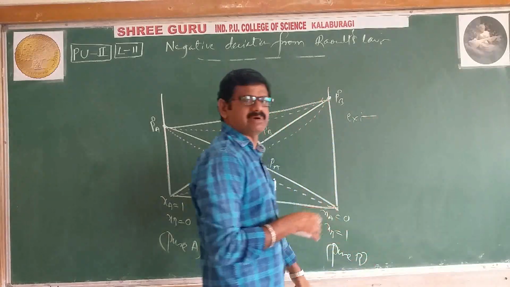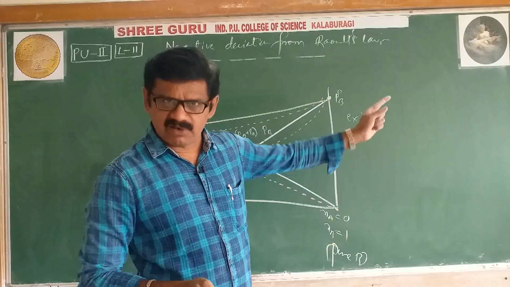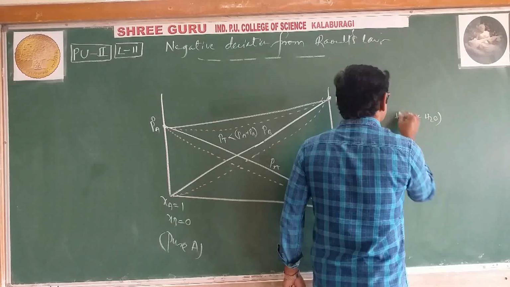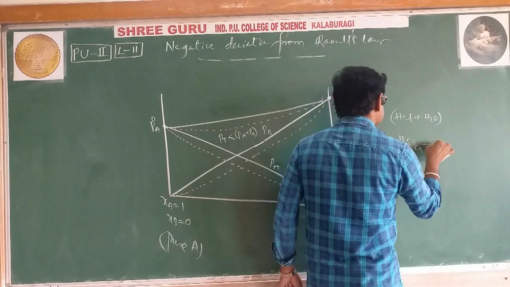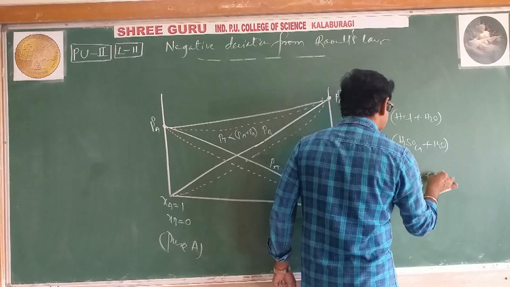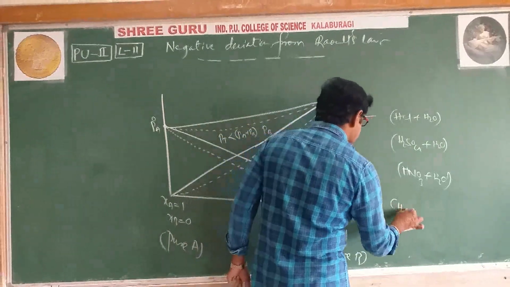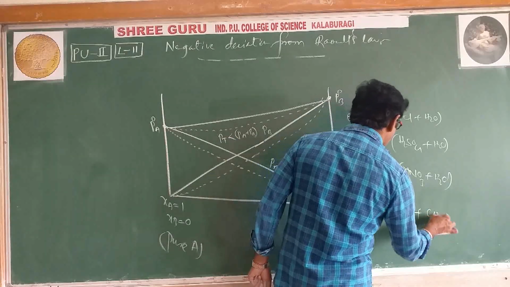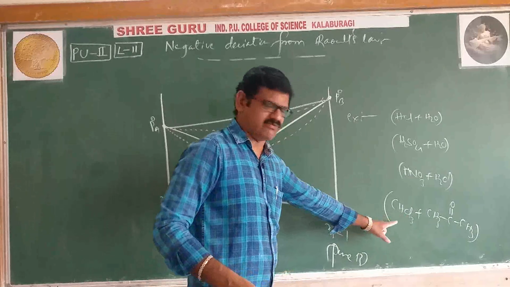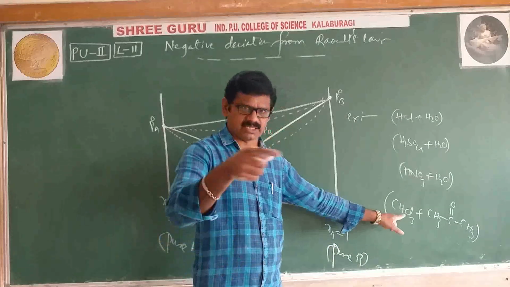Generally, for negative deviation, mineral acids like HCl, H2SO4, etc. will be used as examples. So see here, example: HCl plus water, H2SO4 plus water, and HNO3 plus water, etc. And one more important example that is asked many times: chloroform and acetone. Chloroform and acetone is the best example for negative deviation. I'll explain only this example.